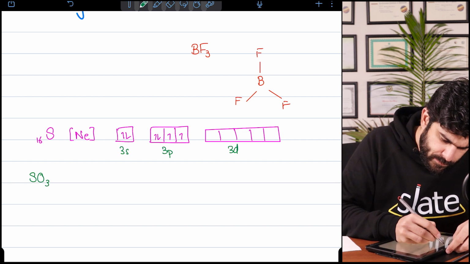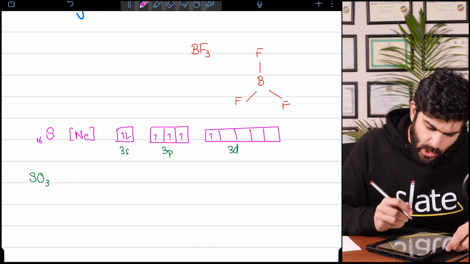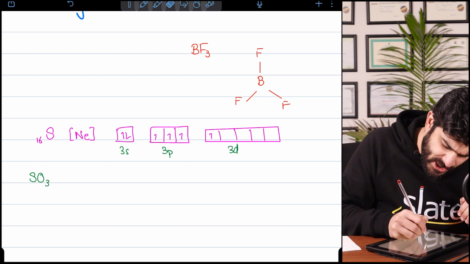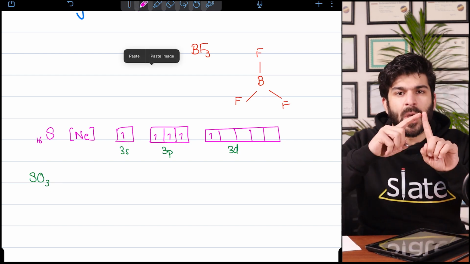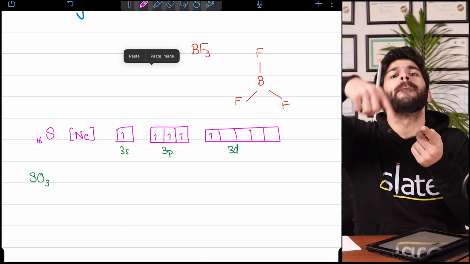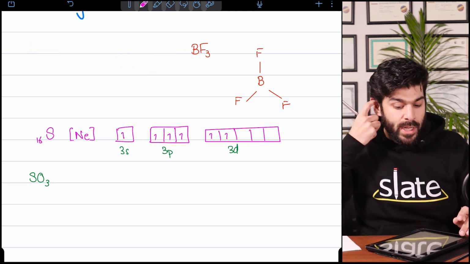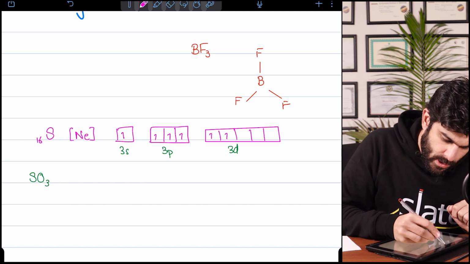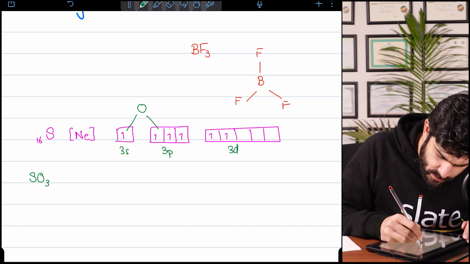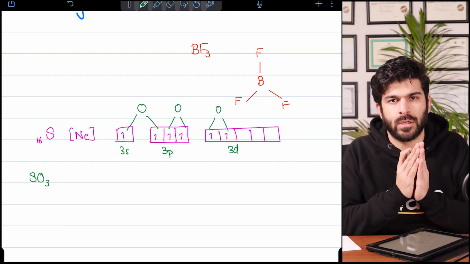3d. If I just excite this electron, we still have a valency of 4. What will we do? We will further excite this one as well. Excitation is jumping from a lower energy orbital to a higher energy. And we know S has a lower energy, P has a higher, D has a further higher one. So now we have 6 electrons that are desperate to be shared. Oxygen, oxygen, oxygen. Complete valency.